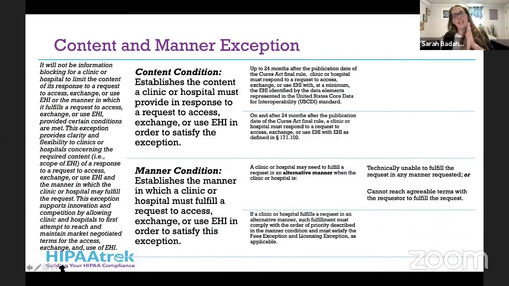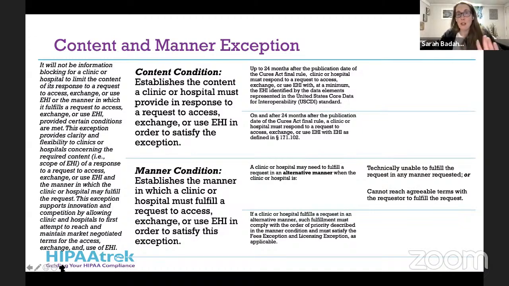All right, content and manner. This is another exception that has multiple factors, right? So this is essentially two exceptions wrapped up into one. And so when we think about this, the content is the what of what's being released, and the manner is how.